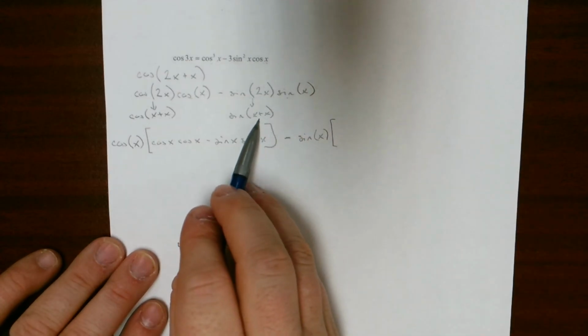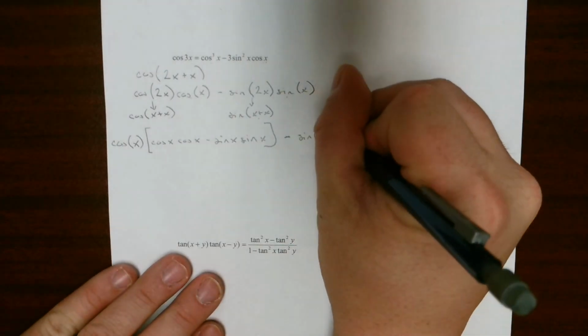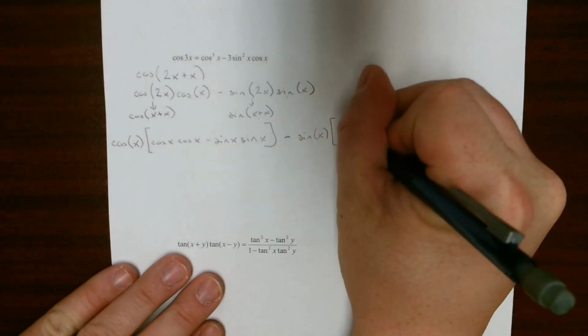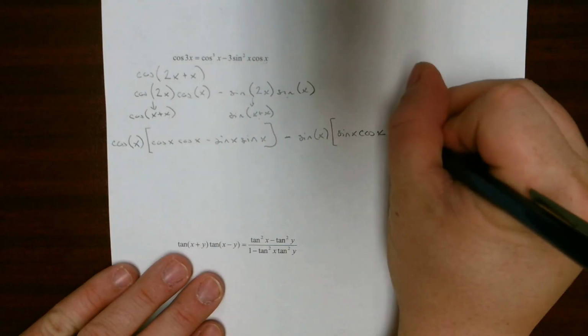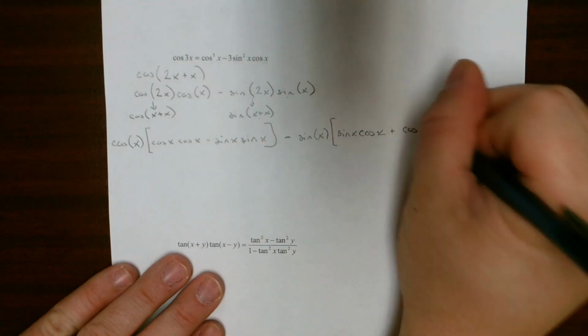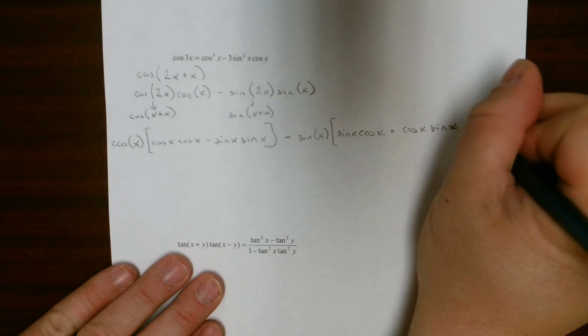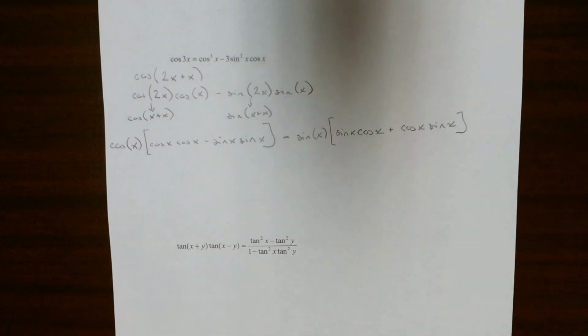And this, the sine of an angle plus an angle, is equal to the sine of the first angle times the cosine of the second angle, plus the cosine of the first angle times the sine of the second angle.